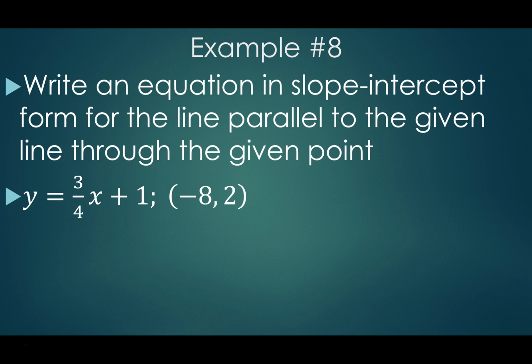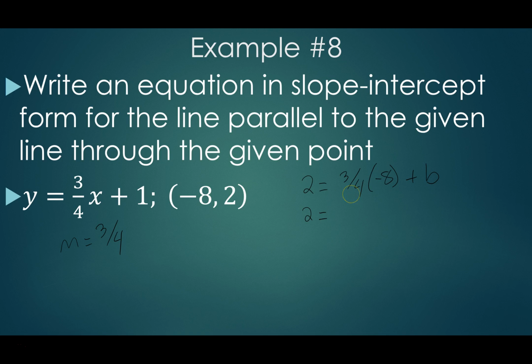So for example, right here, we want to know the equation of the line that's parallel to this equation through the negative 8, 2 point. Well, our parallel slope is also going to be 3/4. So we use the given point, negative 8, 2, and 3/4 to write the equation. So it's going to be y equals m times x plus b.